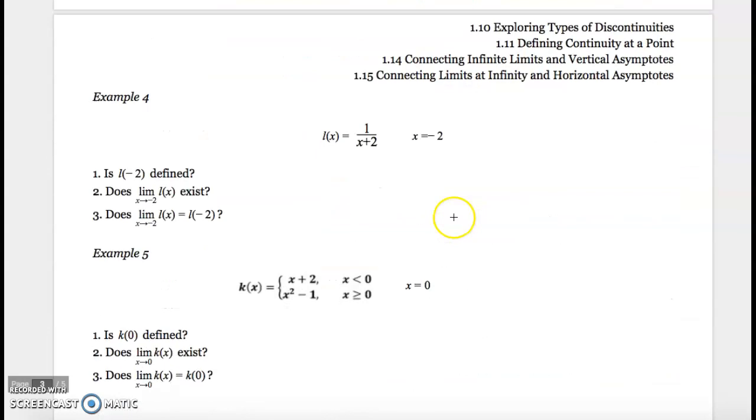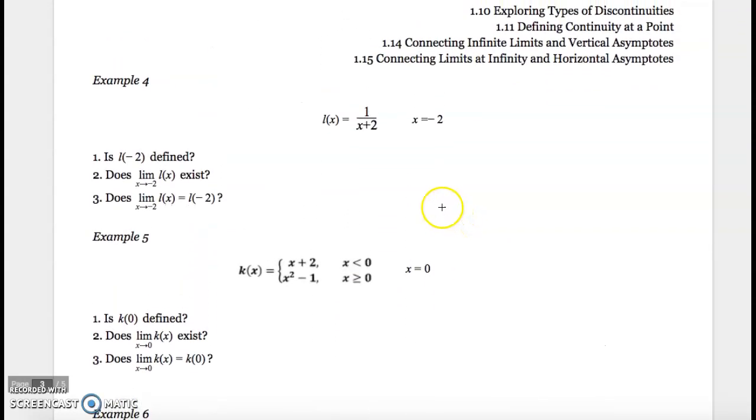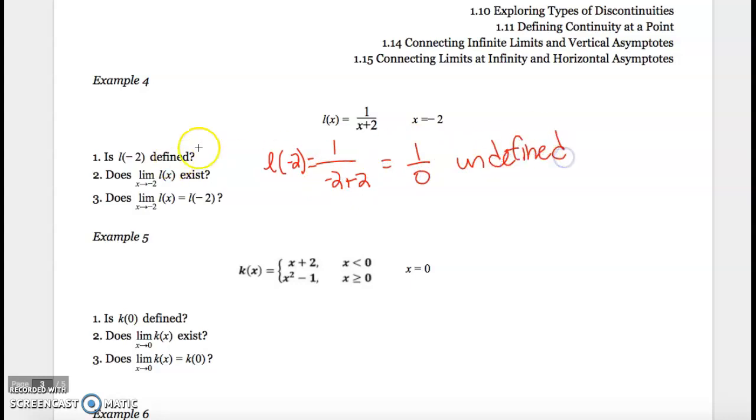Okay, let's go ahead. I think I got 3 more. In this next one, is L of -2 defined? Here's my function. Again, I'm just going to plug in and find L of -2. So then I have -2 plus 2, which gives me 1 over 0, automatically undefined. Fail. Discontinuous. Better be consistent.